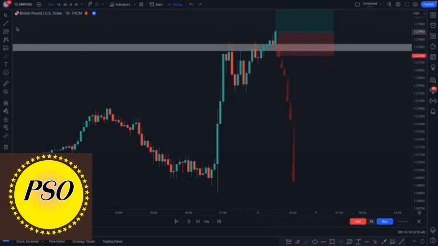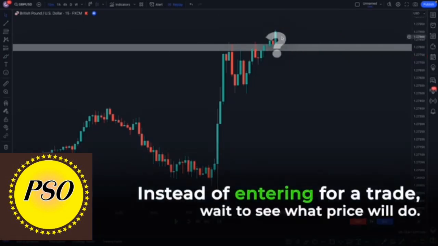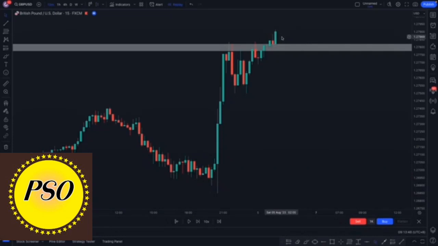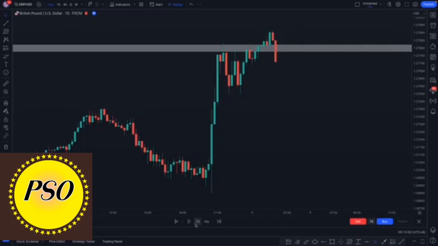So what you want to do instead is, instead of entering for a buy immediately when price breaks through a key level, wait to see what price is going to do. Is price going to continue going up, making this a true breakout, or is it going to collapse now, making this a false breakout? So we still wait, and you can see in this case, look at what price did.